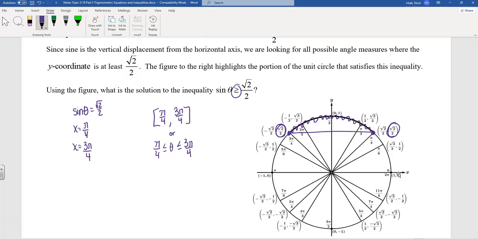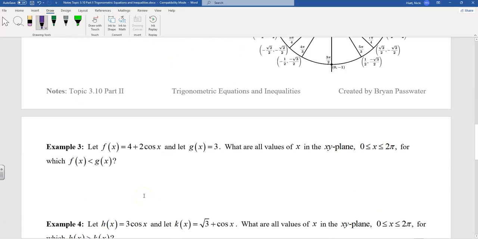All right, so Mr. Passwater, on the worksheet you're going to do, he was really nice and put a picture of the unit circle. It's easier if it's already there, but if it's not, I usually draw myself a little picture of the unit circle and then do the same thing. Helps me picture what we're looking at there.